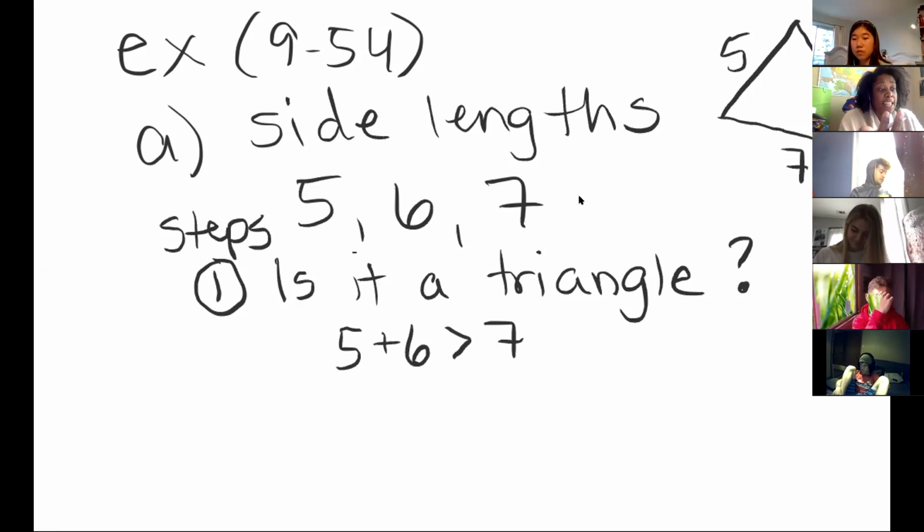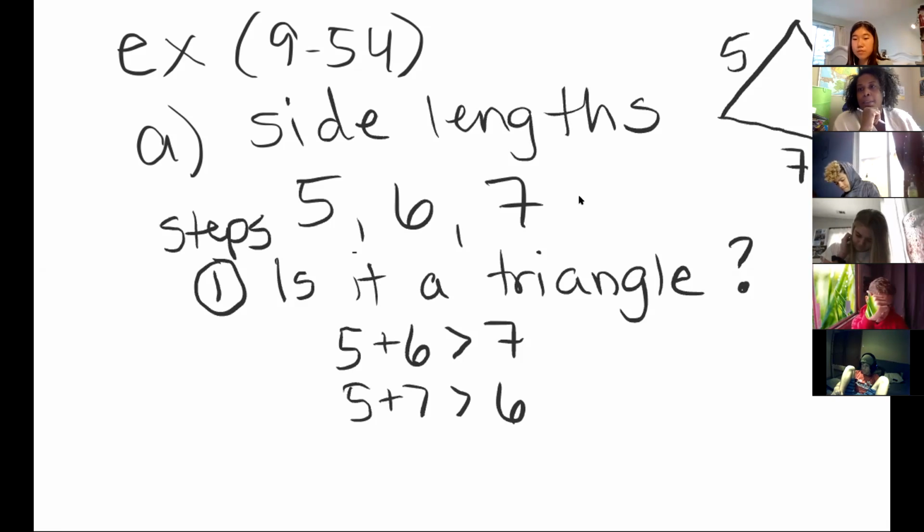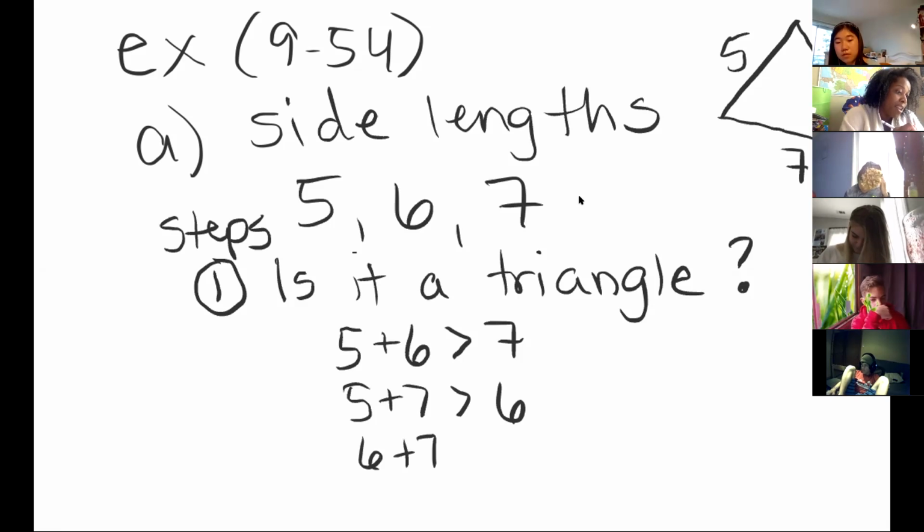Yeah, it is. And in order for it to be a triangle, you have to check all sides. So now that I did 5 and 6, I'm going to now do 5 and 7. Is 5 plus 7 greater than 6? Give me a thumbs up if it is. Give me a thumbs down if it's not. Okay, good. And then is 6 plus 7 greater than 5?